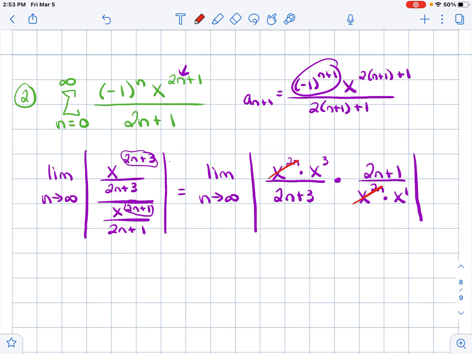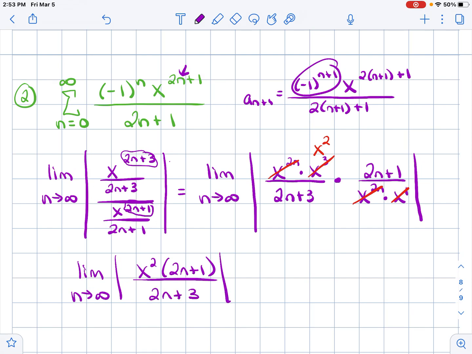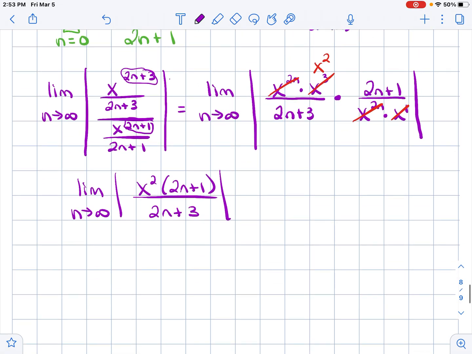X to the 2n, x to the 2n. One of these x's will reduce, so this x will take out one of those. So I've got x squared. Here's where I'm at now. After I do all of this simplifying, I've got the limit as n approaches infinity of x squared times 2n plus 1 over 2n plus 3.